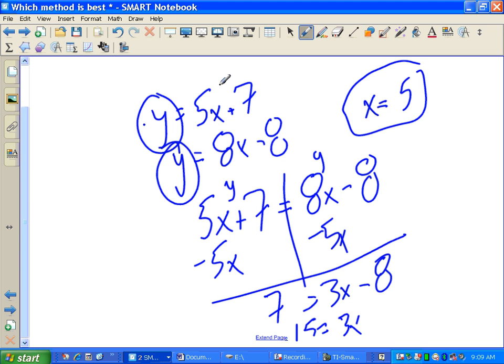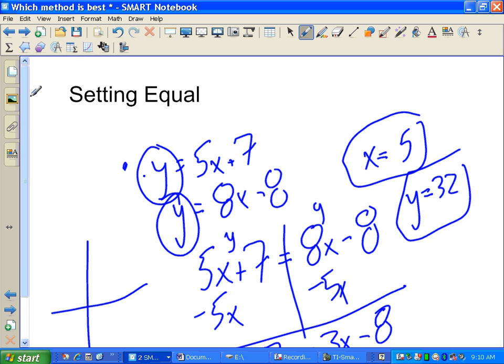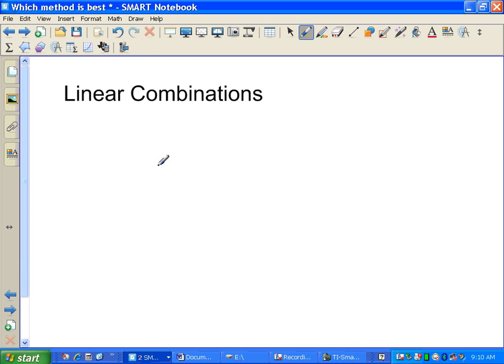What's y? Y is 5 times 5 plus 7. 5 times 5 is 25 plus 7 is 32. Okay? If we tried to graph that one, it wouldn't be really nice because we'd have to have a giant graph that goes way up here or up here, something like that. So, setting equal. We've done that before. Should be familiar with that.